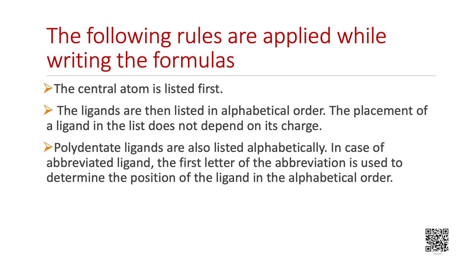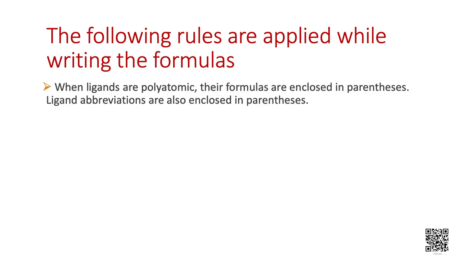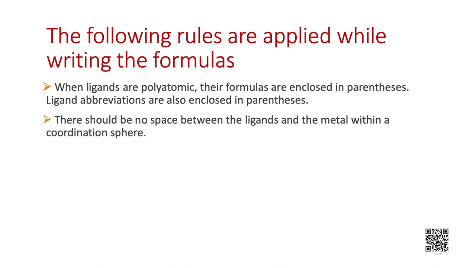Polydentate ligands are also listed alphabetically. In case of abbreviated ligands, the first letter of the abbreviation is used to determine the position of the ligand in the alphabetical order. The formula for the entire coordination entity, whether charged or not, is enclosed in square brackets. When ligands are polyatomic, their formulas are enclosed in parentheses. Ligand abbreviations are also enclosed in parentheses. There should be no space between the ligands and the metal within a coordination sphere.